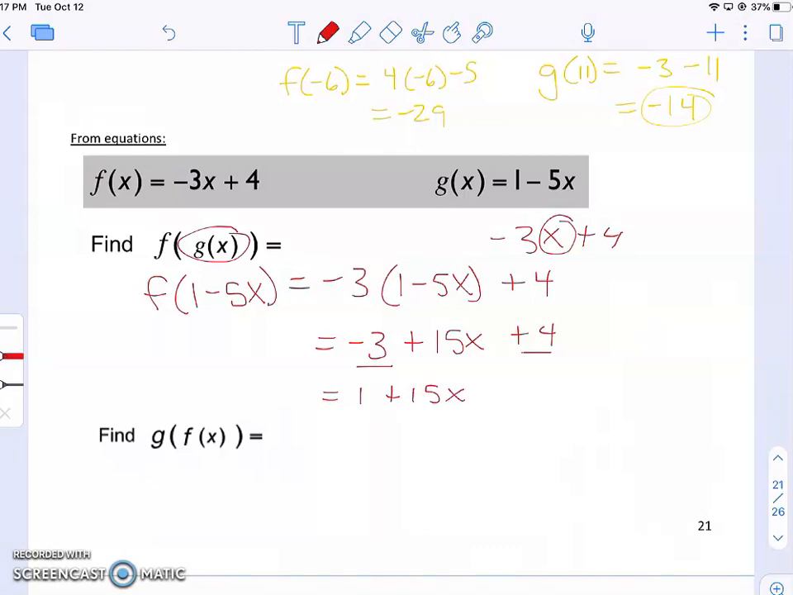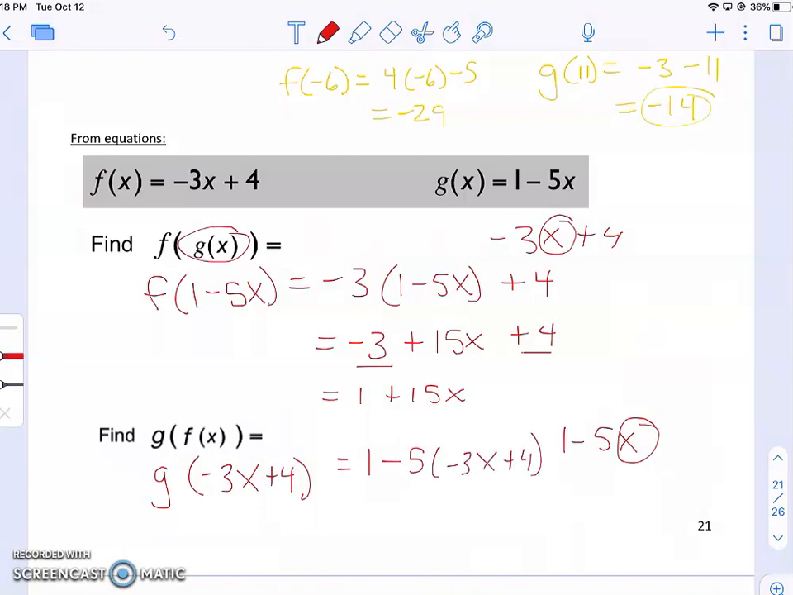The next one, we're going the opposite way. So this is g of f of x, which is negative 3x plus 4. Again, I'm going to go to that g function and replace that x. So we have 1 minus 5 times negative 3x plus 4. So we have 1 plus 15x minus 20. So we have negative 19 plus 15x.